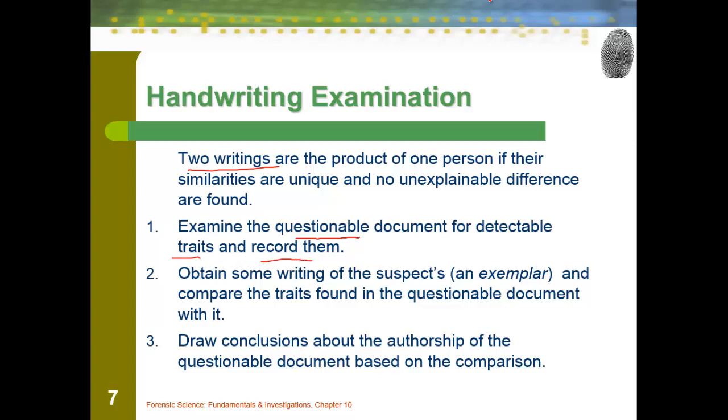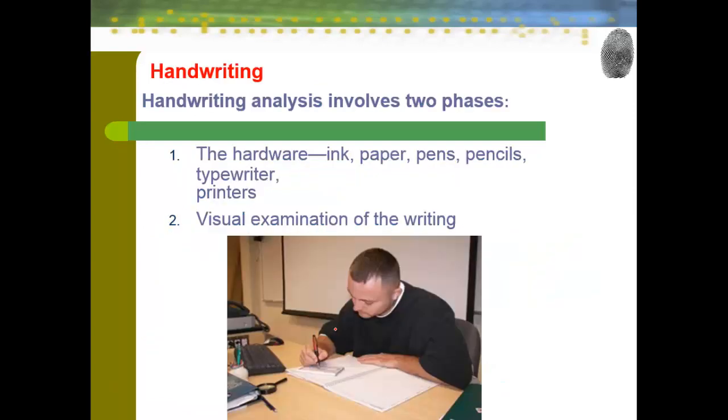Now, we're going to look to obtain a suspect's writing sample. We're going to call this an exemplar. So an exemplar is a known sample. And compare it with the traits found in the questionable document. So we're going to have a comparison from one to another. Remember that word exemplar. Draw conclusions about the authorship of the document based on those comparisons.